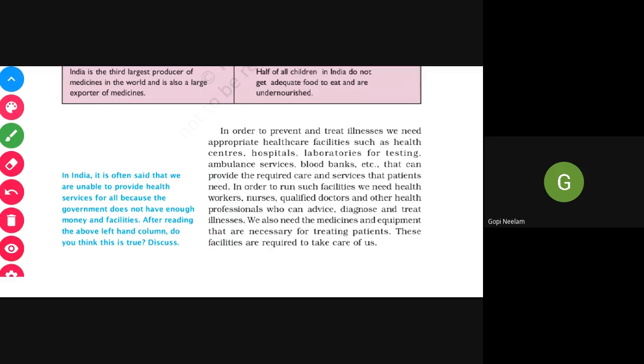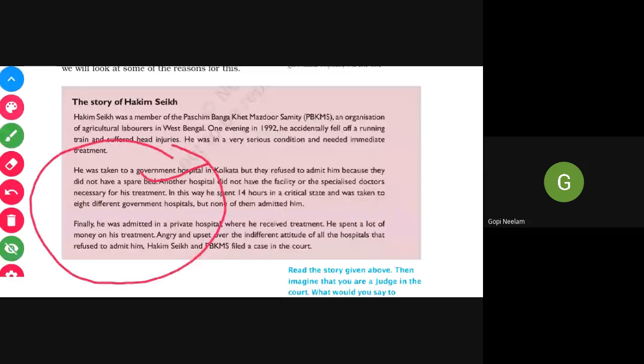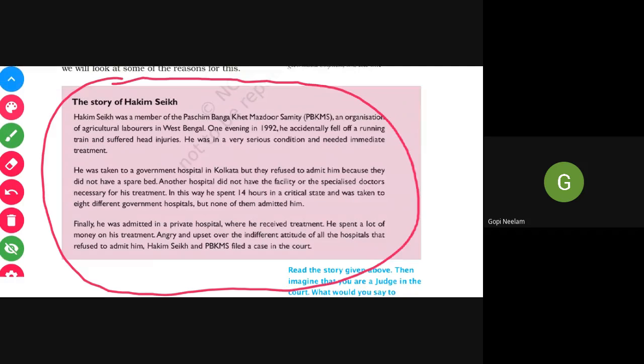So let's move on and try to understand. We have already discussed the story of Hakim Sheikh. What happened in this case? He met with an accident. He fell from a running train, and his head was injured. He went to many government hospitals and was rejected, saying that they did not have proper beds available, no empty beds, and they did not have proper equipment. Ultimately, he had to go and take treatment in a private hospital, which cost him too much.